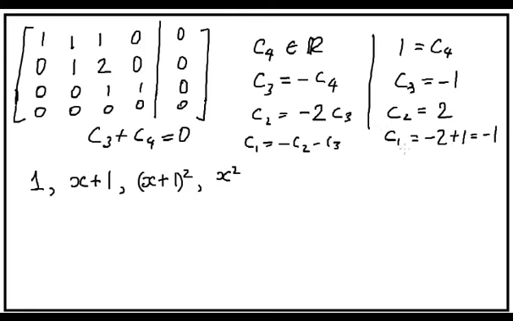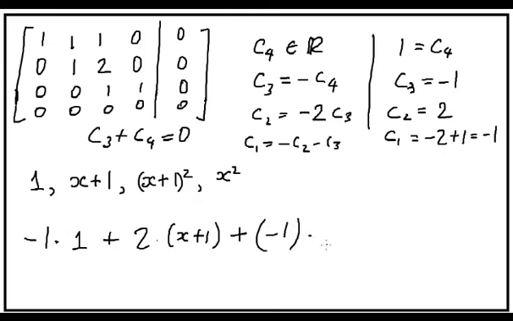So, when I choose these values for the C's, let's see what I'm going to get. I'm going to get minus 1 times 1, so that's the first polynomial, plus 2 times the second polynomial, x plus 1, plus minus 1 times the third polynomial, x plus 1 squared, plus 1 times x squared. This is supposed to be equal to 0. And let's see if it is.